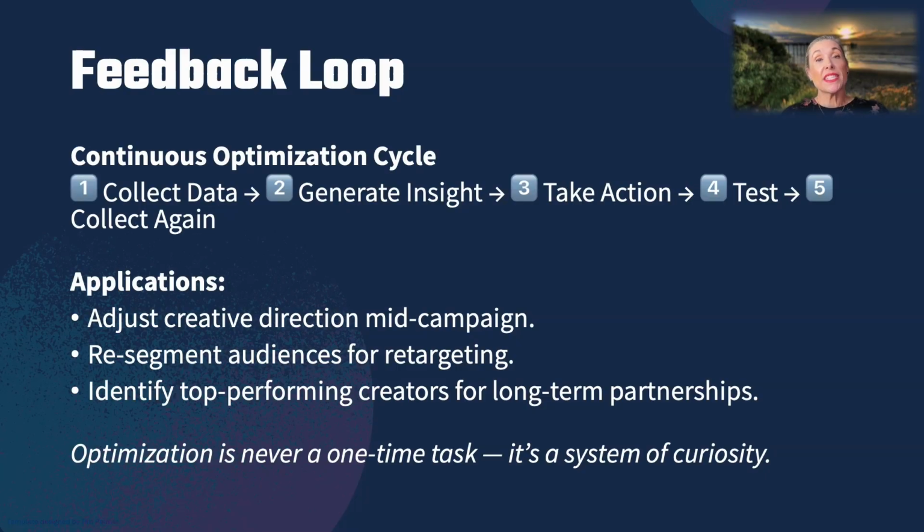Applications of this loop. The insights generated by this cycle guide several key applications. Adjust creative direction mid-campaign, resegment audiences for retargeting, and identify top-performing creators for long-term partnerships. Optimization means keeping an eye on metrics like conversion rate, click-through rate, and cost per acquisition so you can continuously improve your campaigns. By reviewing performance and refining ongoing engagement strategies, this process leads to more sustained growth. You must leverage learnings and optimize current strategies while also continuing to test new hypotheses.